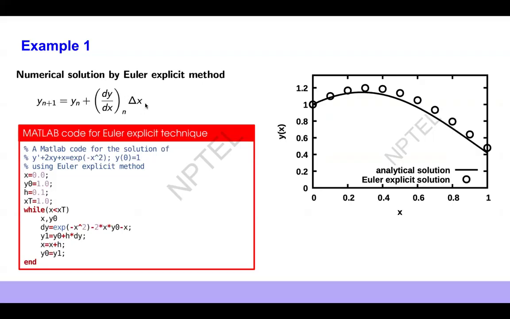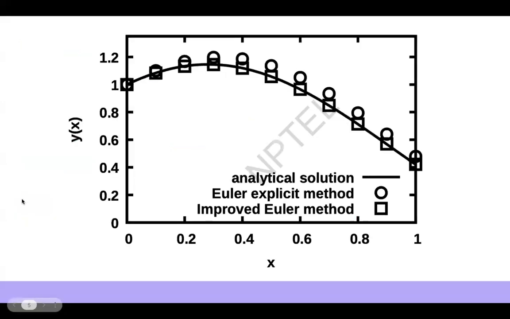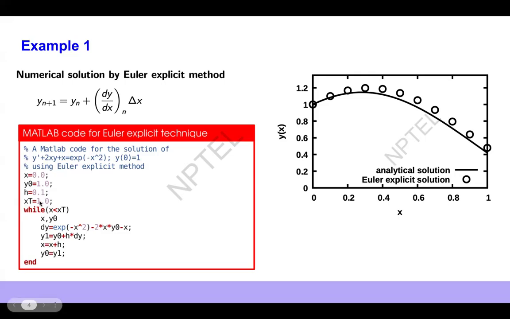Now I have to decide a small step size, delta x. In my code, that variable is h. I'm taking a small step size of 0.1, so h is equal to 0.1. Now till what x should I do it? My last x should be 1. I'm doing from 0 to 1, so xt is equal to 1. Now I have to keep doing this formula again and again.